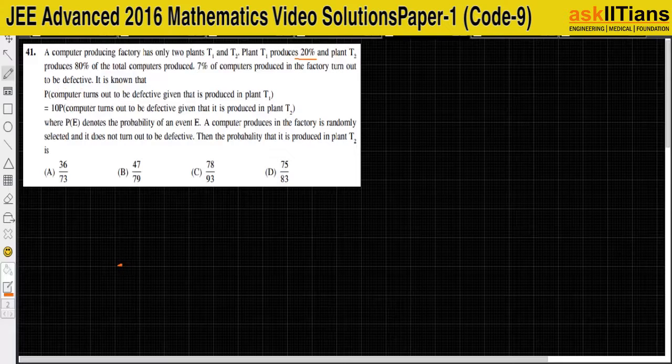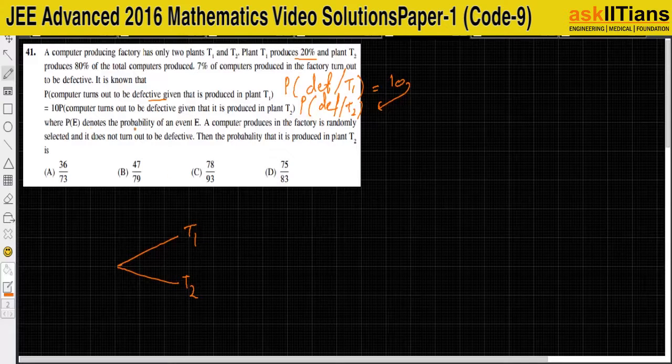Alright, so there are 2 plants, right? Either a computer is produced in plant T1 or in T2. And then it says that it's known that the probability that a computer turns out to be defective given that it is produced in T1 is equal to 10 times the probability that a computer turns out to be defective given that it is produced in T2. That's already given. So this is the probability of defective given it is produced in T1, and this is the probability of defective given it is produced in T2, and this is equal to 10 times this probability.